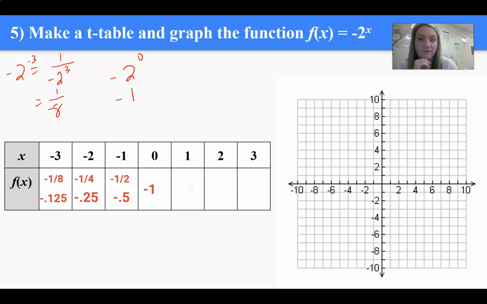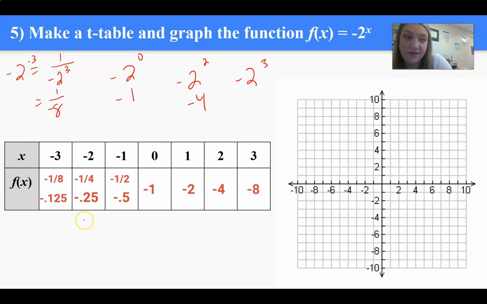Negative 2 to the power of 1 is going to keep it negative 2. Negative 2 squared, again, we do the exponent first. So 2 squared is 4. This one now I have negative 4. And then negative 2 to the power of 3. I do my exponent first, then bring my negative in, which is negative 8.